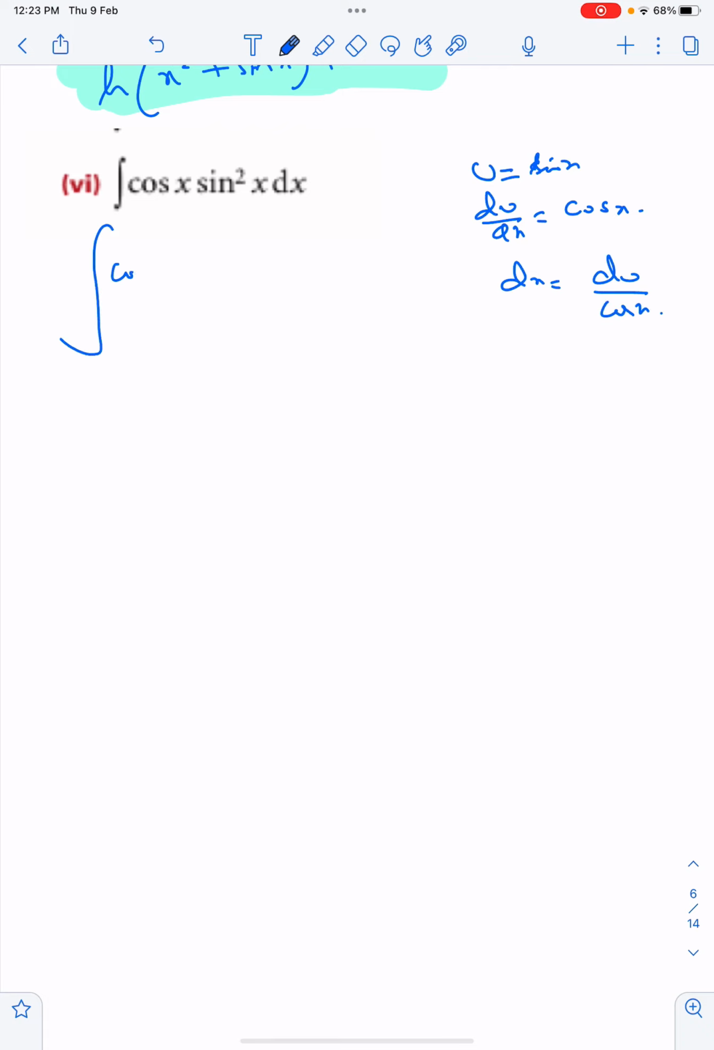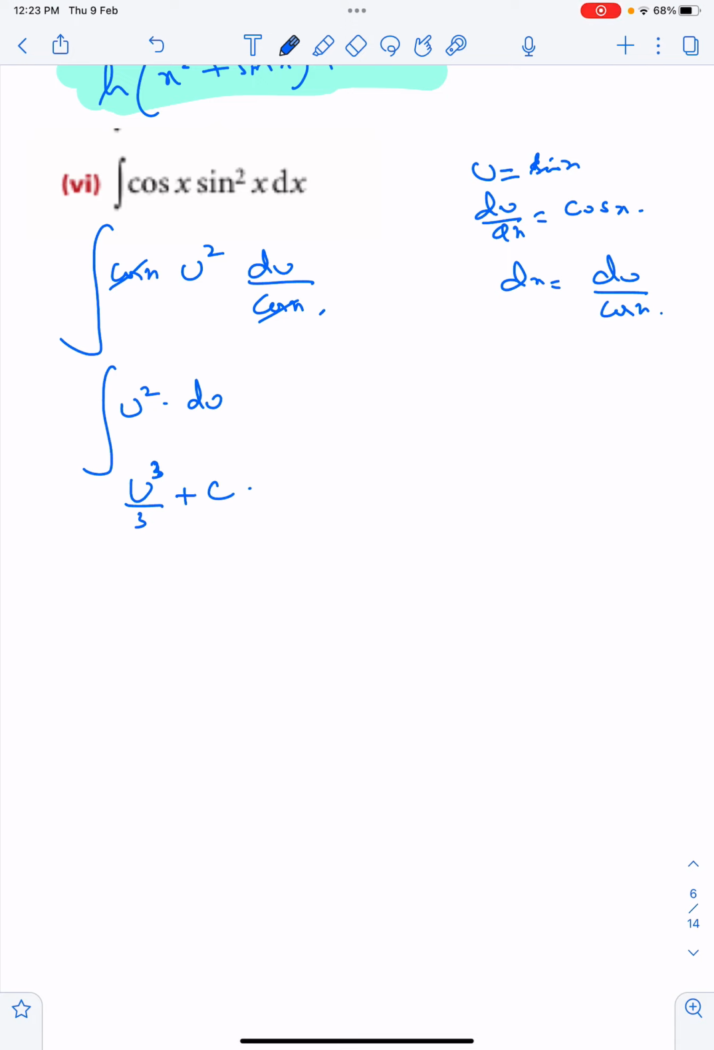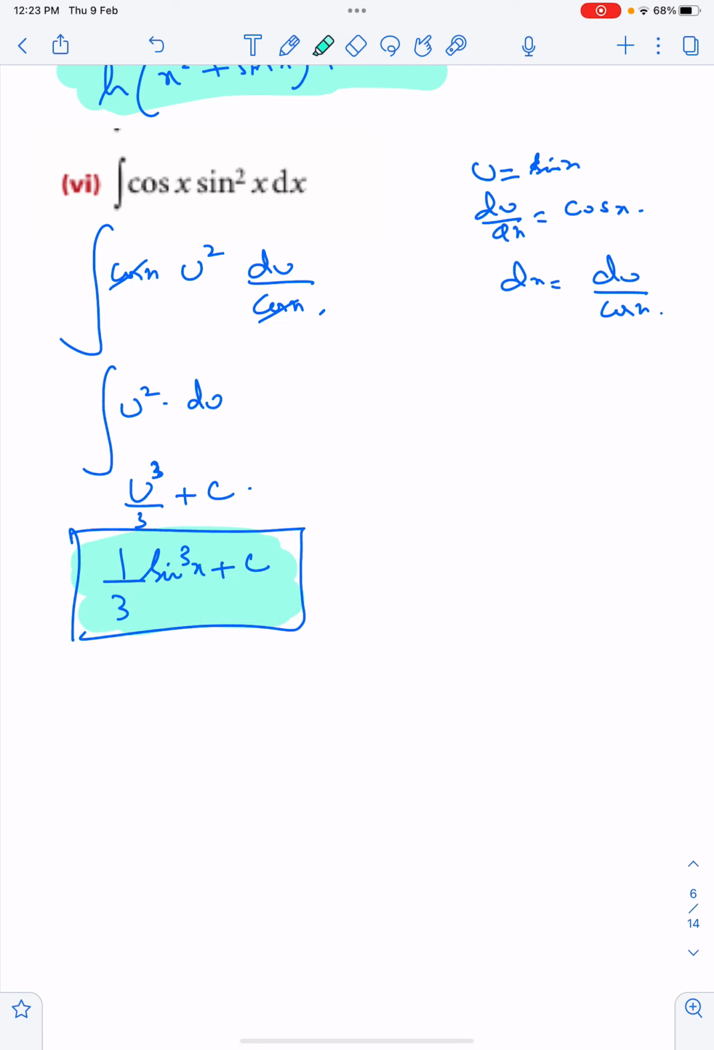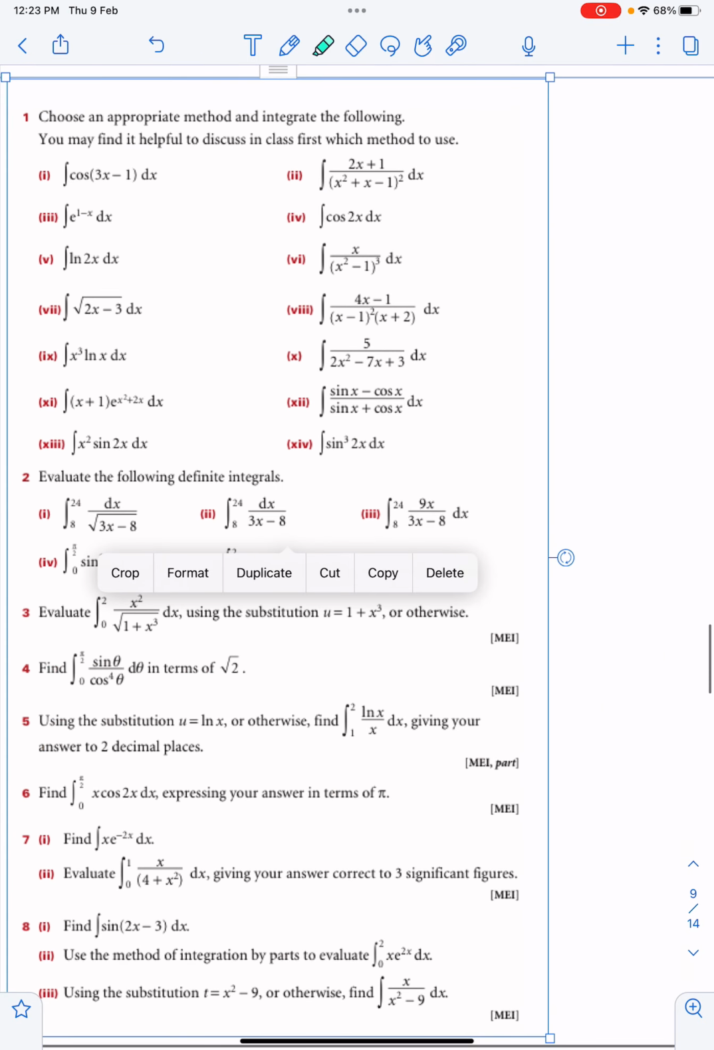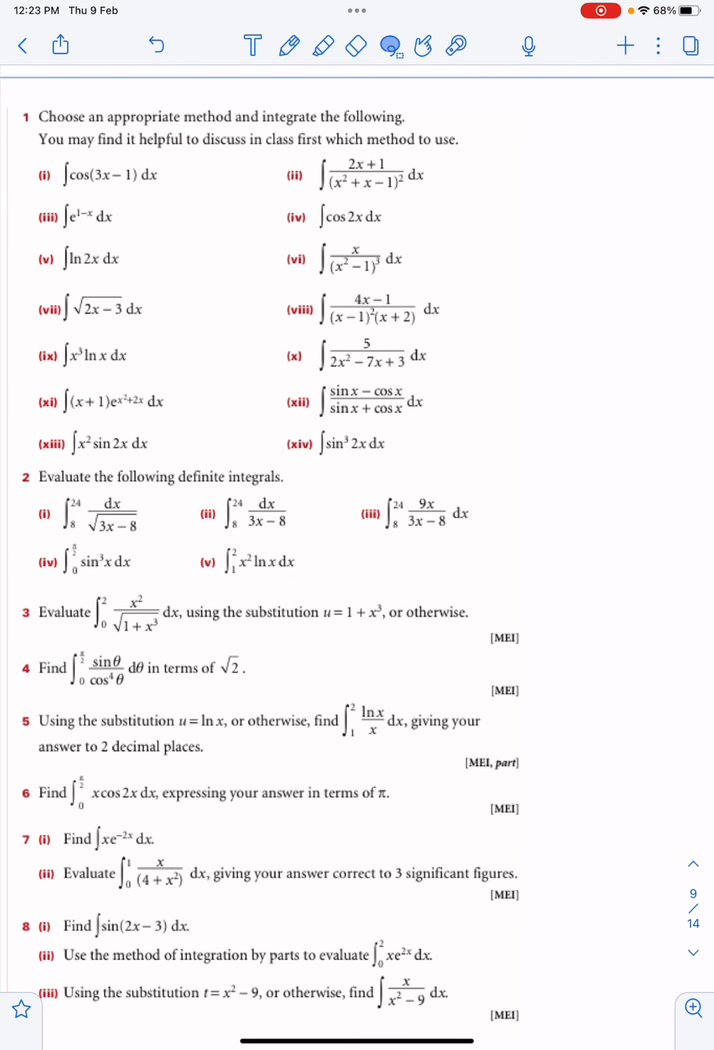Now I'm writing cos of x u square. In place of dx, I'm writing du upon cos of x. This and this are going to cancel out. We're supposed to integrate this now. Integrating u square would be u cube upon 3, plus c. And u was actually sine x. So we can write 1 upon 3 sine cube x plus c as the final answer. So we've used substitution and we are done with this question. Okay, moving on to question number 1 from here.